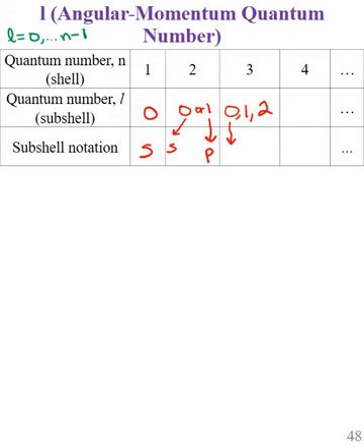We know 0 corresponds to S. We know 1 corresponds to P. And 2 corresponds to the next subshell, which is known as D. And the fourth one, if n equals 4, the quantum number L could have any values between 0, 1, 2, and 3. So we know 0 corresponds to S, 1 corresponds to P, 2 corresponds to D, and finally 3 corresponds to F.